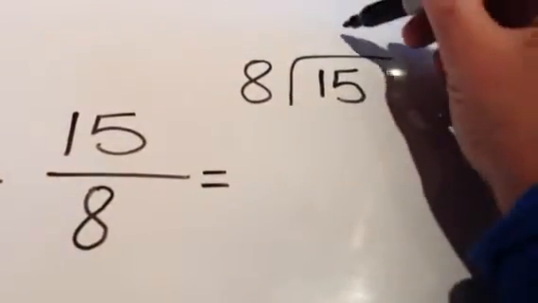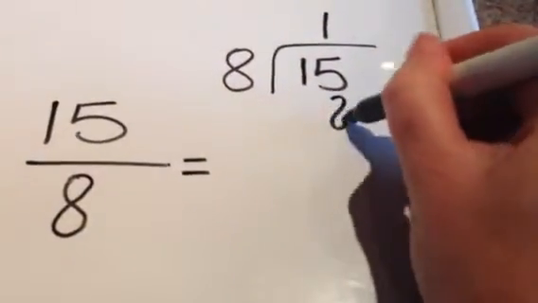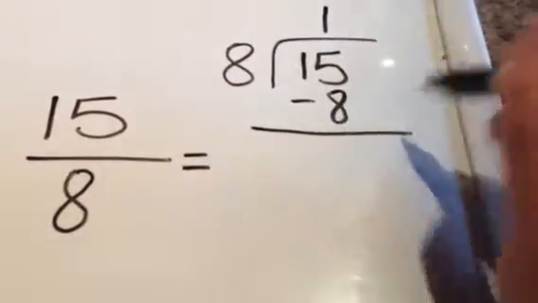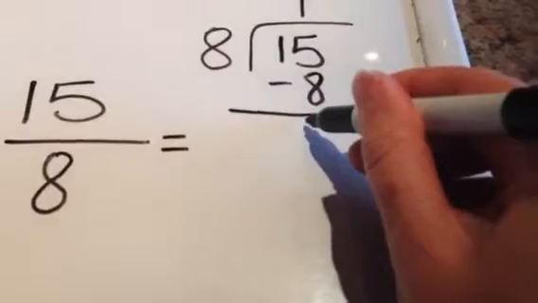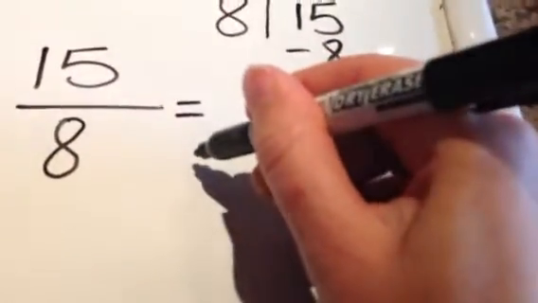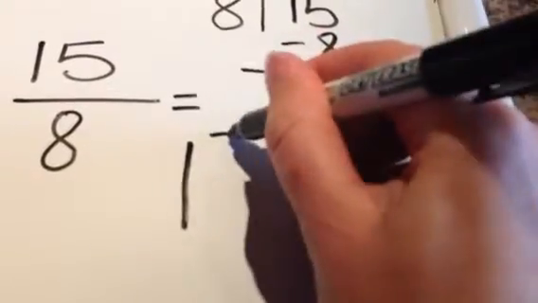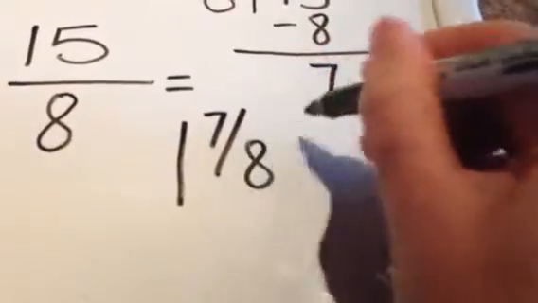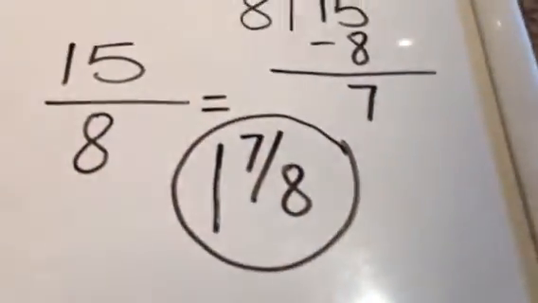Eight goes into 15 one time. 8 times 1 is 8. So I subtract and I get 7. So here it is, 1 and 7/8. And that is your final answer.